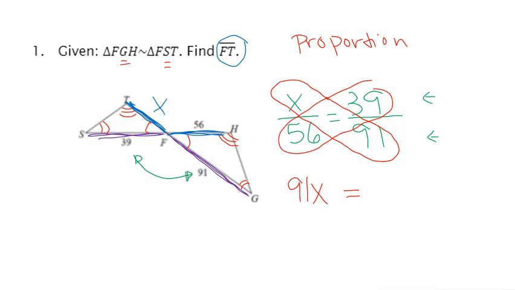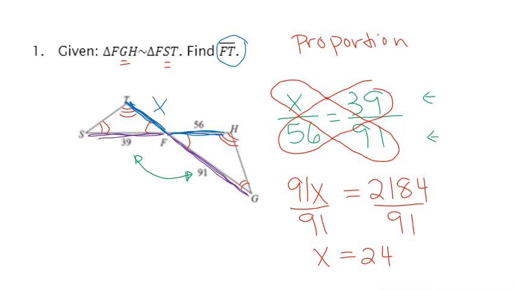So when I multiply that out, I end up getting 2,184. So those multiply and they get the same value on each side. And now it's just a one-step equation that we're going to solve. And we get x to be 24. So what that means is the length of FT is 24.